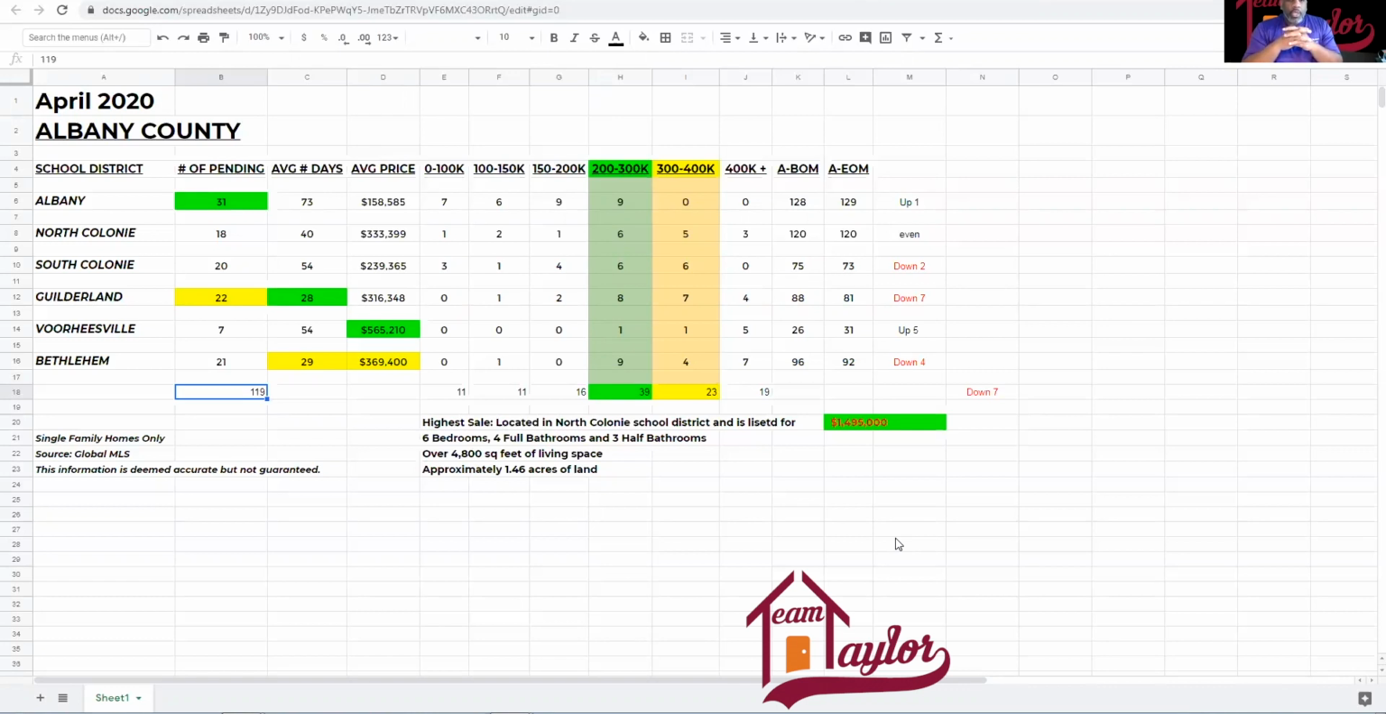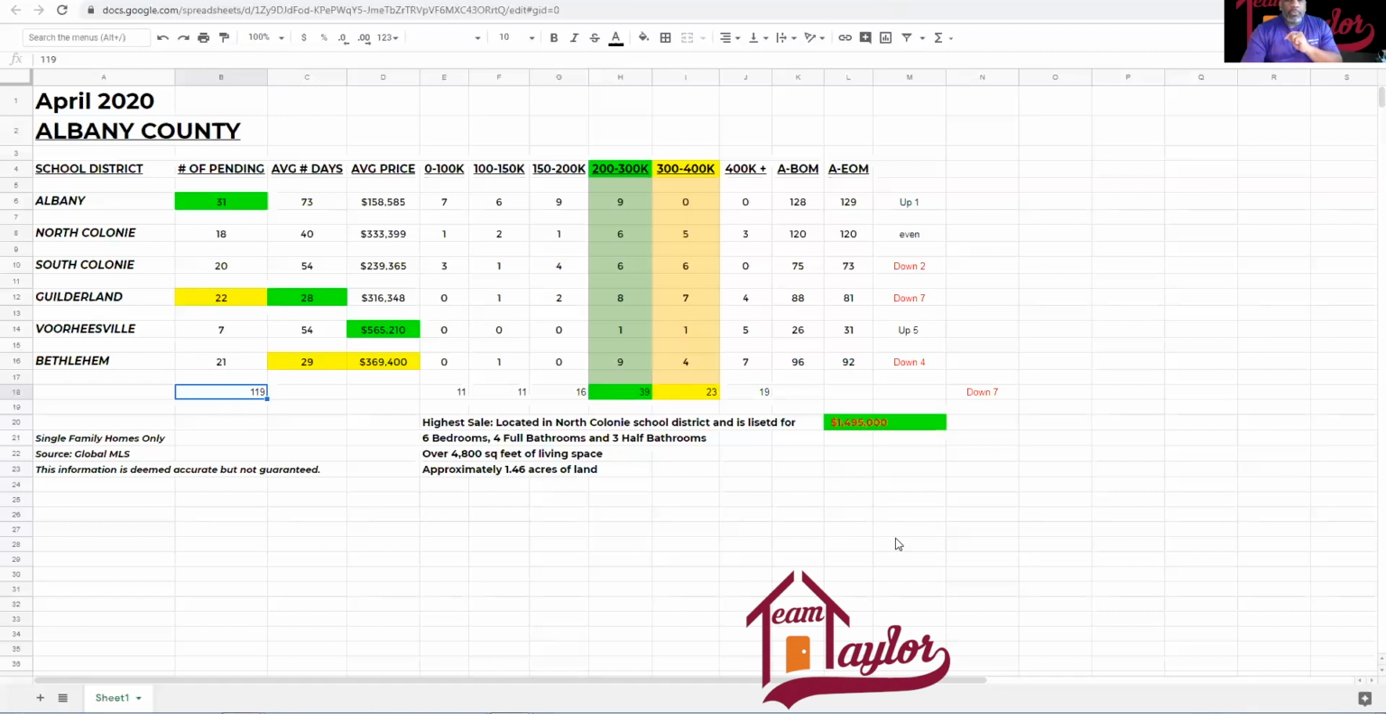So we know that there is an inventory shortage, at least that's the way it feels. So when you can back that up with data, that helps us make the best decisions going forward. The month of April, we had 119 pending or under contract properties for the month. And Albany was first with 31 pending transactions, followed by Guilderland with 22.